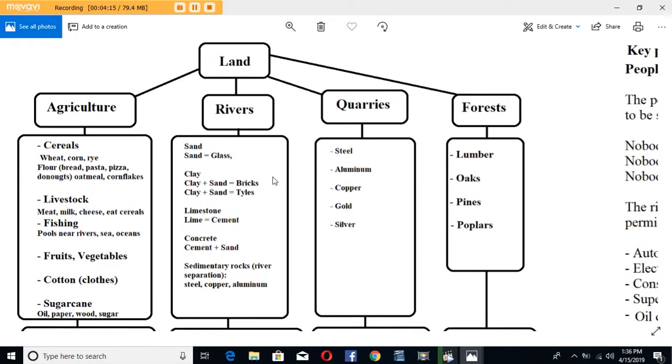The land. All the resources are on the land. The main resources are rivers, quarries, forests, agriculture. Let's start with the housing item or rent.